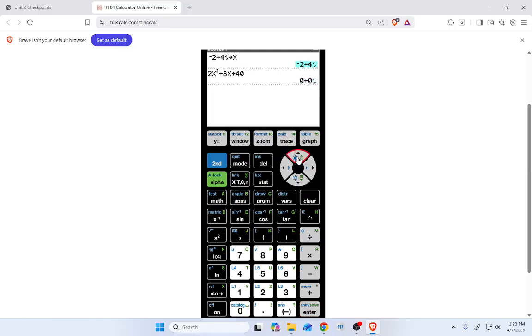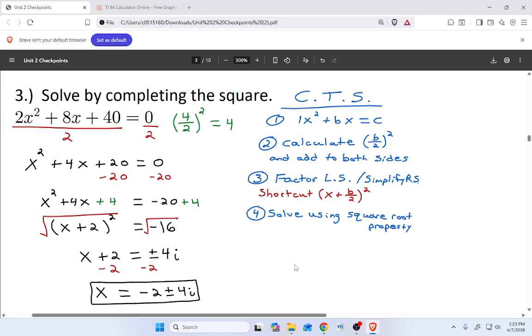Now I can check the second answer, because remember that I had a plus or minus in my answer. So negative 2 plus 4i is an answer, and negative 2 minus 4i is an answer. Let's check that. And that also gives me an answer of 0. So we were able to solve this equation by completing the square, and we were able to plug our answer in using the help of our TI-84 to confirm that this is the correct answer.